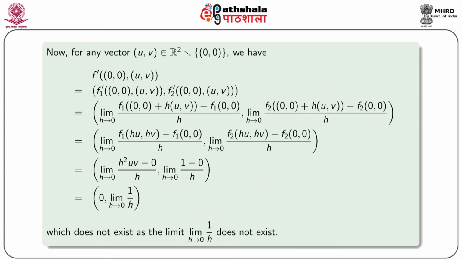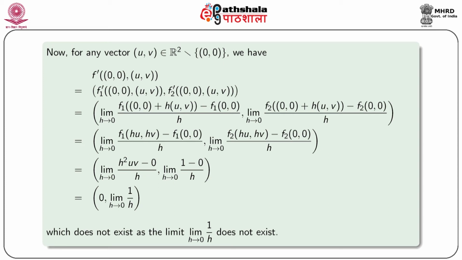Now, we choose any vector (u, v) from R2 except the 0 vector and we find f'((0, 0); (u, v)). After putting them, we find that it is the ordered pair 0 and the limit of 1/h as h approaches 0. We know this limit does not exist. Hence, this vector derivative of f does not exist.